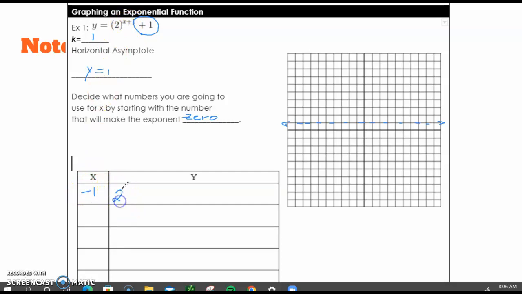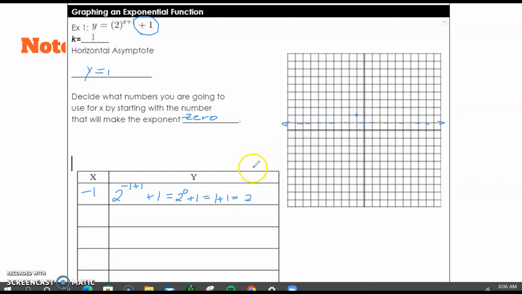So 2 to the negative 1 plus 1, and then we have another plus 1 here. So that's going to make 2 to the 0 plus 1. On the last slide, we said any number with 0 as an exponent makes 1. So this 2 to the 0 turns into 1. 1 plus 1 is 2. So our first ordered pair to graph is negative 1, 2. Negative 1, 2.